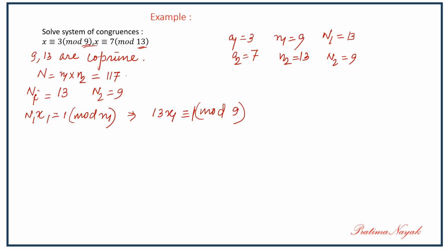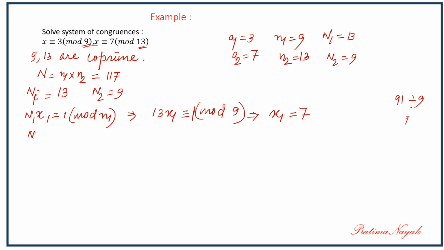It will be 13, 26, 39, 52, 65, 78, no. 13 times 7 is 91, that time it will be. So that means x1 is 7, because 13 times 7 is 91. When it divides with 9, it leaves one remainder.